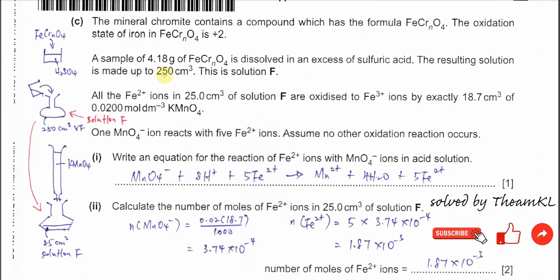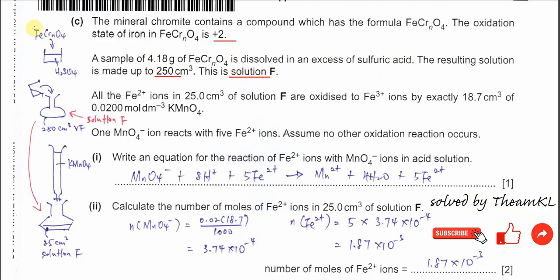Part C, the mineral chromite contains a compound which has the formula FeCrNO4. The N number of the chromium we don't know, we need to find it at the end of this part. The oxidation state for the iron is positive 2. A sample of 4.18 gram of this sample is dissolved in excess sulfuric acid, and after that the resulting solution is made up to 250, so it's solution F.